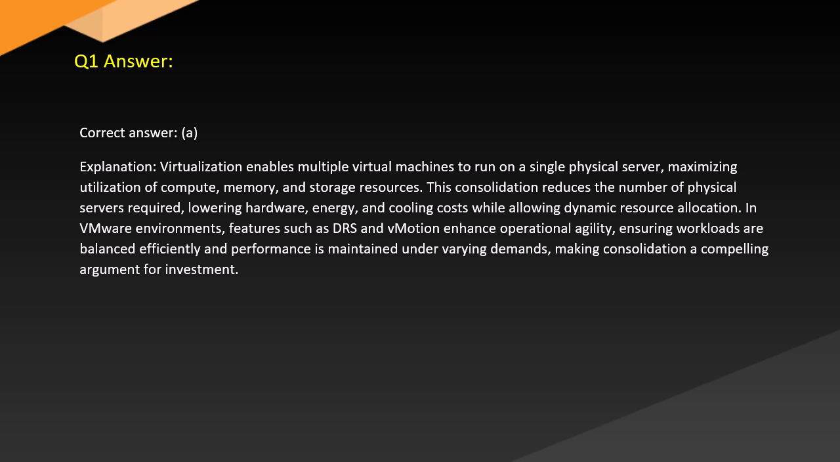Answer. Correct answer: A. Explanation. Virtualization enables multiple virtual machines to run on a single physical server, maximizing utilization of compute, memory, and storage resources. This consolidation reduces the number of physical servers required, lowering hardware, energy, and cooling costs while allowing dynamic resource allocation in VMware environments. Features such as DRS and vMotion enhance operational agility. Workloads are balanced efficiently and performance is maintained under varying demands, making consolidation a compelling argument for investment.